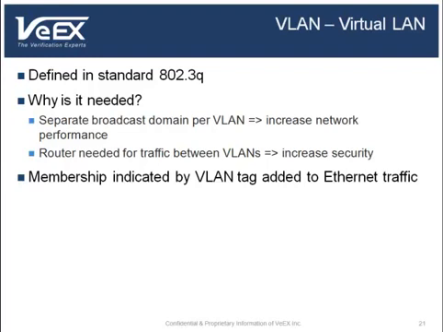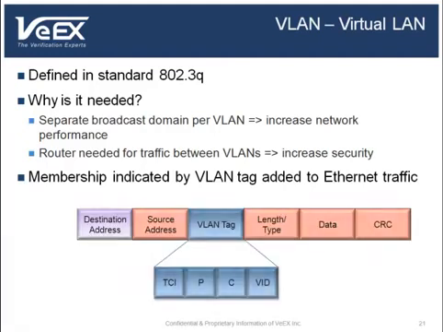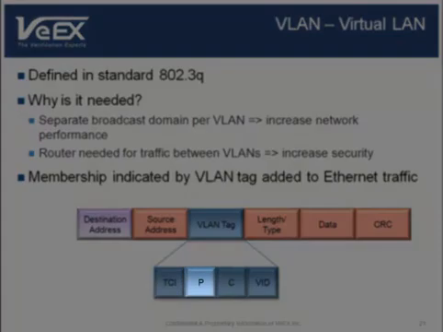Membership in a VLAN is indicated by the VLAN tag added to the Ethernet traffic immediately following the address fields of the frame. The important fields in the VLAN tag are shown in this graphic. P, which has 3 bits, indicates the priority on a level of 0 to 7. The 12-bit VID field, which can take a value from 0 to 4095, identifies the VLAN to which the frame belongs.